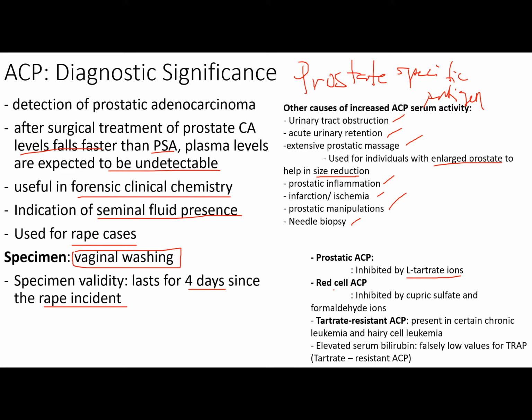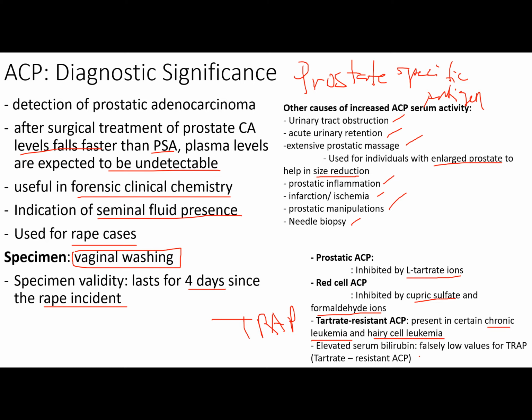Then we have your red cell ACP inhibited by cupric sulfate and formaldehyde ions. Then we have your so-called TRAP. TRAP stands for tartrate-resistant ACP. Present in chronic leukemia and hairy cell leukemia.